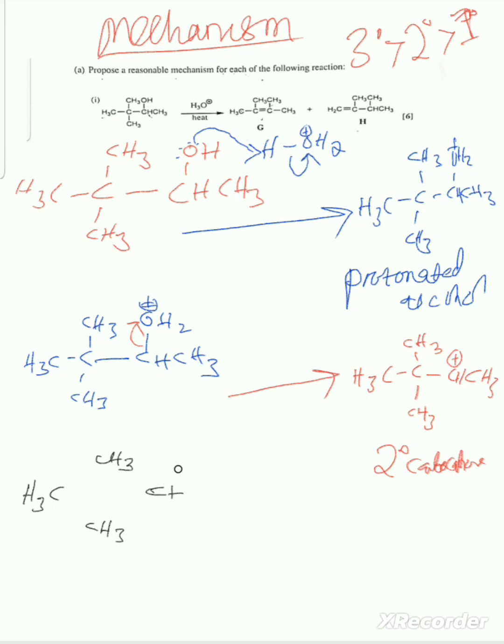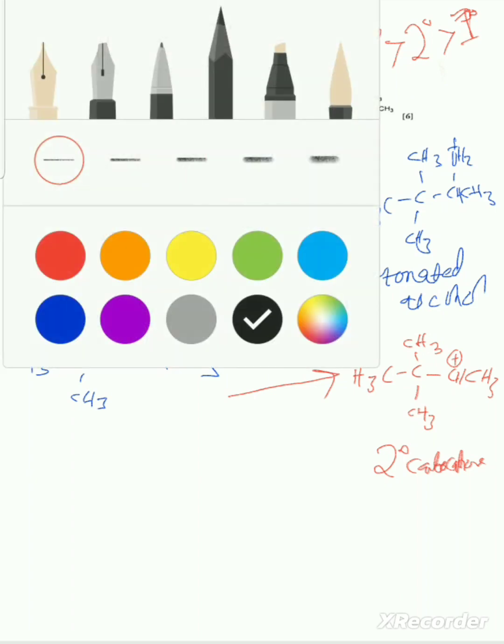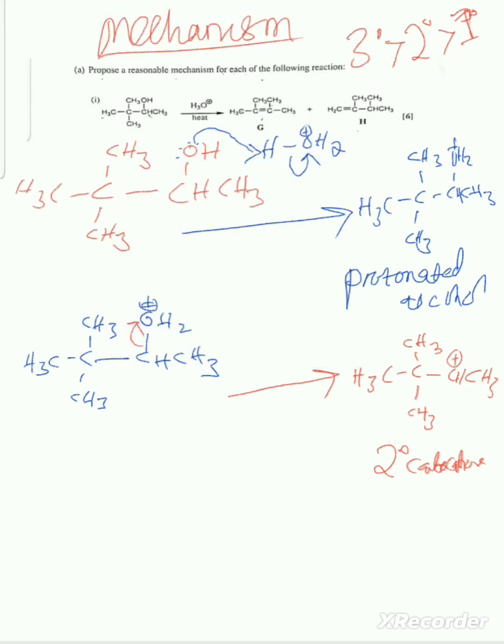Okay, let me just write it well. Let me write it like C, CH3, like this one, then here C, then CH3, then here CH3, then here C with a positive charge, then H like this.